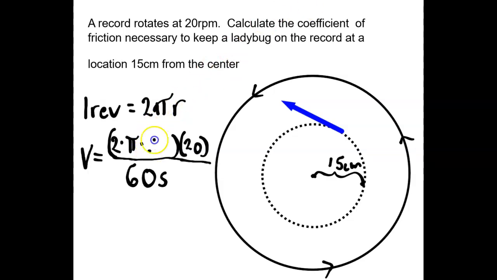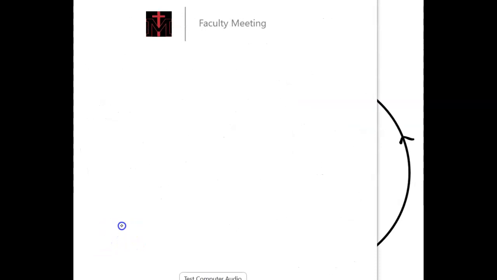So that'll be 0.15 meters. All right. So that's going to give me the speed at which I'm traveling. And that speed is going to be about, in this case, 0.31 meters per second. All right, now I have the speed, so I just need to calculate the centripetal acceleration. All right, the centripetal acceleration is going to be v squared over r.